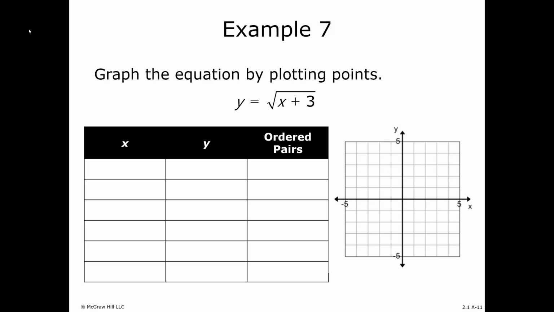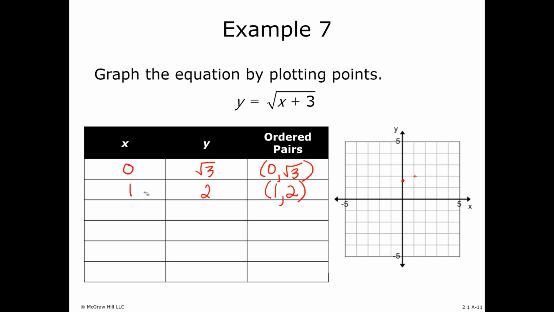Now we're going to graph y equals the square root of x plus 3. So again, you can start at 0 for x. And you're going to get that y is the square root of 3. So 0, square root of 3. And the square root of 3 is about 1.7. So it'd be right here. And then you might try 1 for x, and that would give you square root of 1 plus 3, which is 4, so 2. So 1, 2.